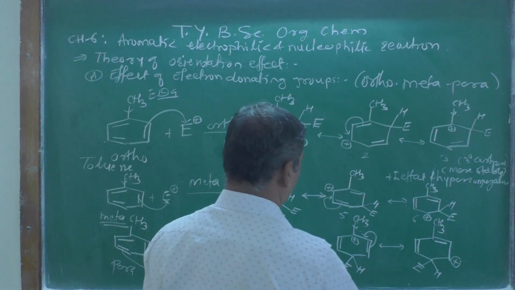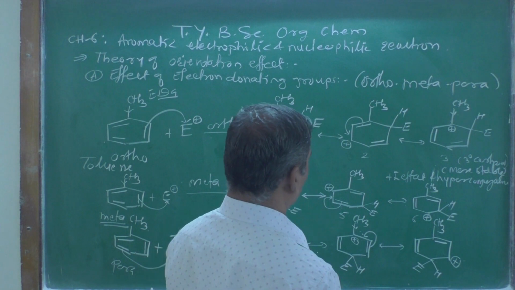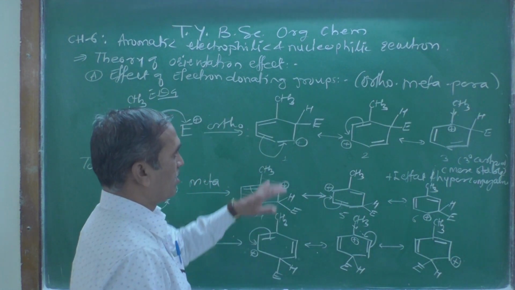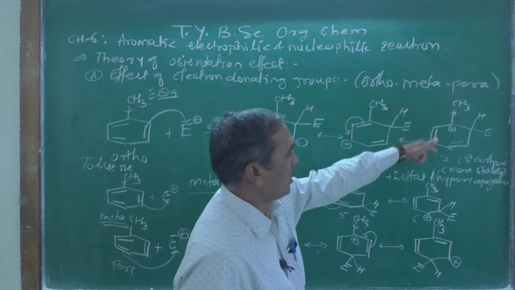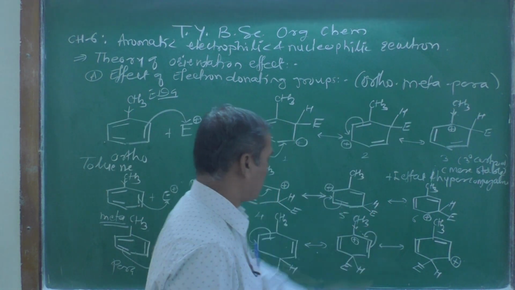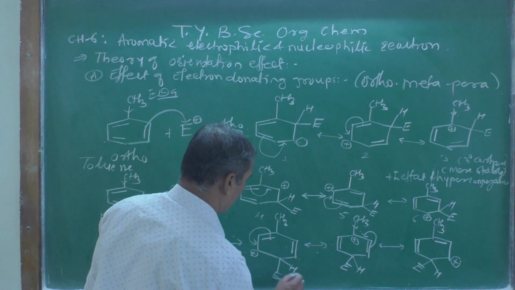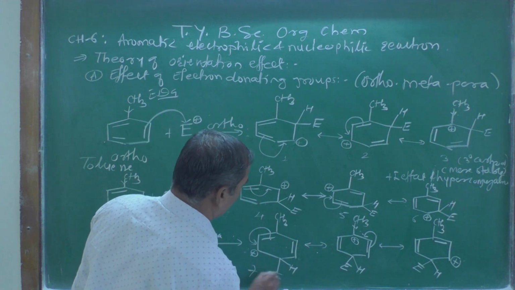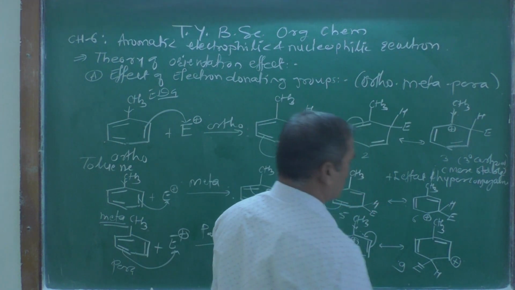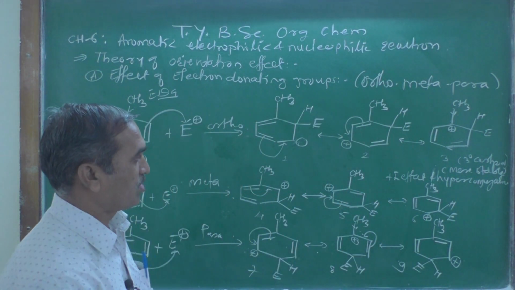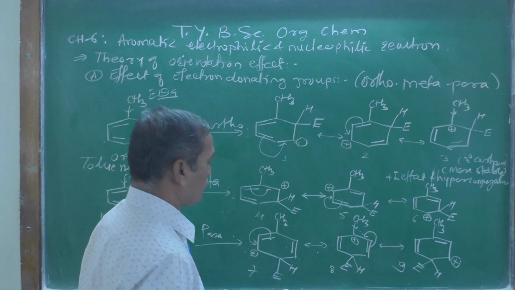Now you can give the number of this structure. We have given the numbers here 1, 2, 3, 4, 5, 6. Now continue the numbering. This will be the 7, this will be the 8 and this will be the 9 structure. 9 hyperconjugative structures we have drawn over here.